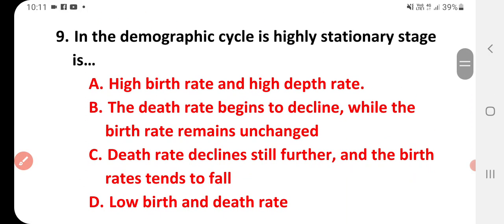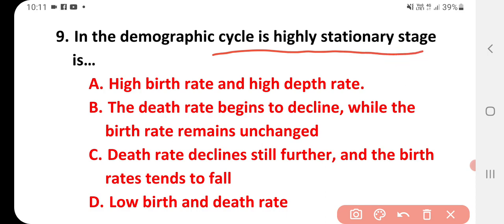Ninth, in the demographic cycle, the highly stationary stage is: A, high birth rate and high death rate. B, the death rate begins to decline while the birth rate remains unchanged. C, death rate declines still further and birth rate tends to fall. D, low birth and death rate. So in the demographic cycle the highly stationary stage is high birth rate and high death rate. So option A is the right answer.